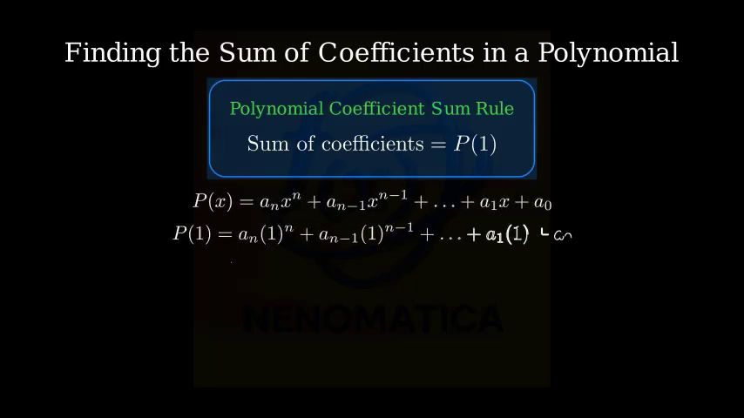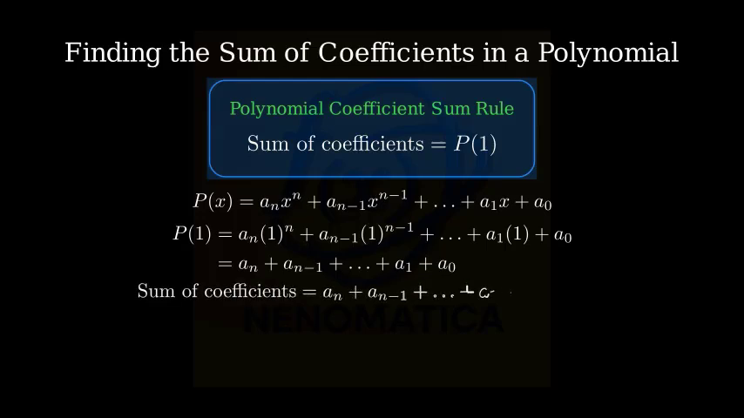Consider a general polynomial p of x, a sub n x to the power n plus a sub n minus 1 x to the power n minus 1 plus, and so on, plus a sub 1 x plus a sub 0. When we evaluate this at x equals 1, all the x terms become 1, and we're simply left with the sum of all the coefficients.